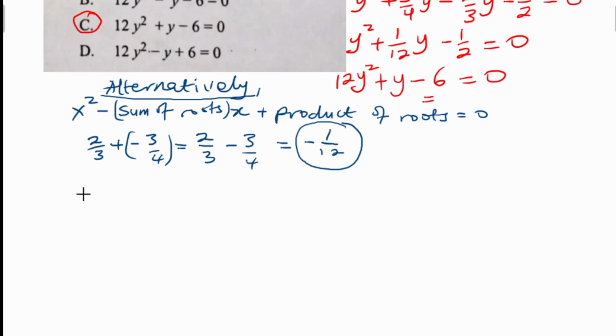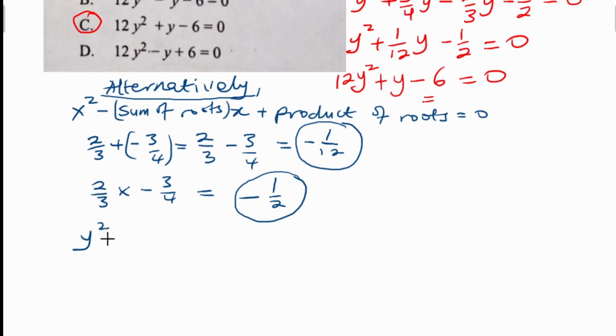Right, then we go to find the product of roots, which is multiplication. So 2 over 3 times negative 3 over 4, and that will give us negative 1/2. So we're just going to fix the two of them into this equation, but in this case, because we have y, wherever we see x, we replace it with y. So that's going to give us y squared minus (sum of roots, negative 1 over 12) y plus (product of roots, negative 1 over 2), and this should be equal to 0.